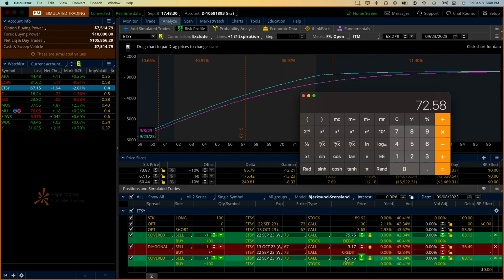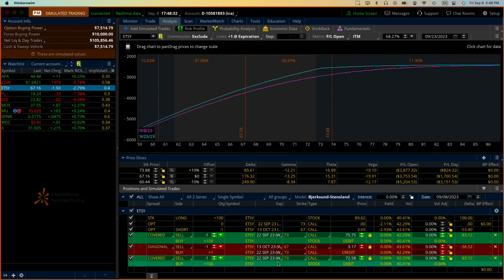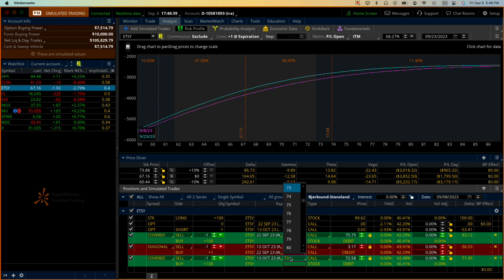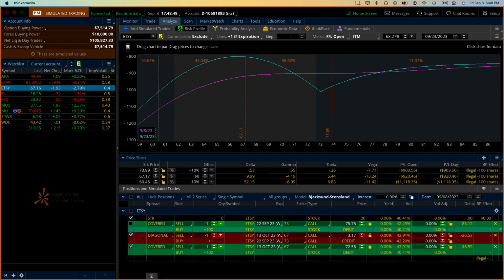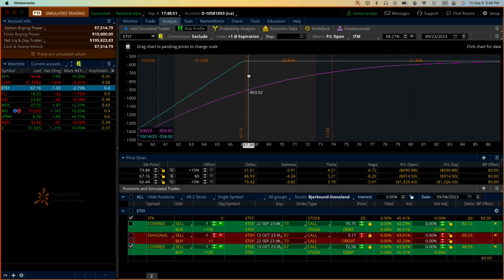Copy that number and paste it here, and just change the expiration to 13th of October and the strike price 67. And that's my new trade. You can say hide positions and hide all this, and this is my new trade, and my potential profit, my potential loss is reduced from 913 to 558. So yeah, we're improving matters a little bit.